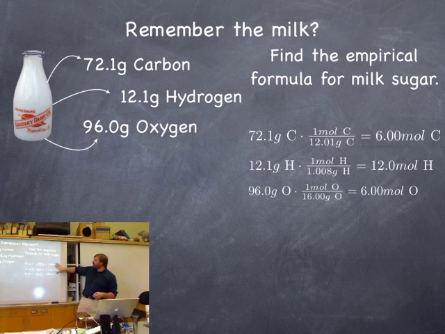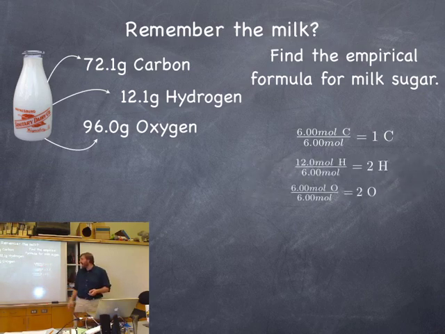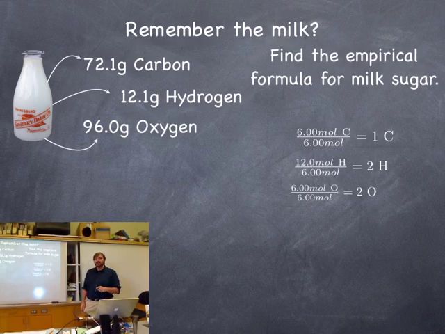Now that I have moles of each one of these, I want to find out ratios. So I'm going to take the 6.0 moles of carbon, and I'm going to divide it by 6. 6 is my smallest value. So I divide each number of moles, 6 moles of carbon, 12 moles of hydrogen, 6 moles of oxygen, by the smallest value. Notice the typo here. This should be a 1.